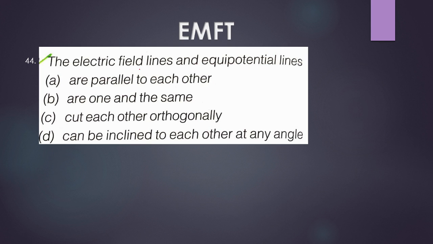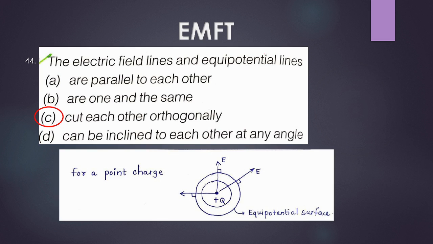Next question. The electric field lines and equipotential lines are parallel, are on the same, cut each other orthogonally, can be inclined at any angle. Let's see what is the answer. Cut each other orthogonally. This is the right answer.